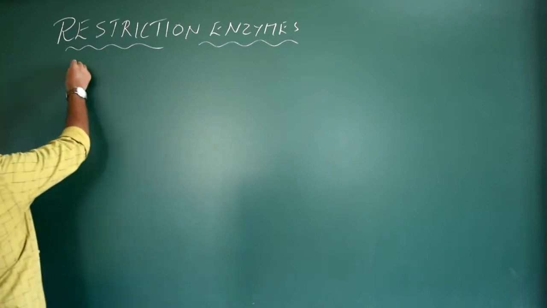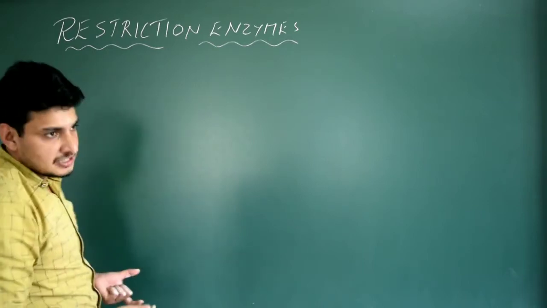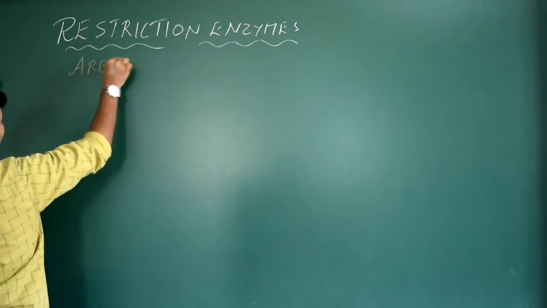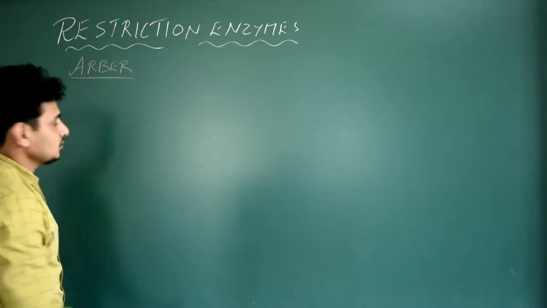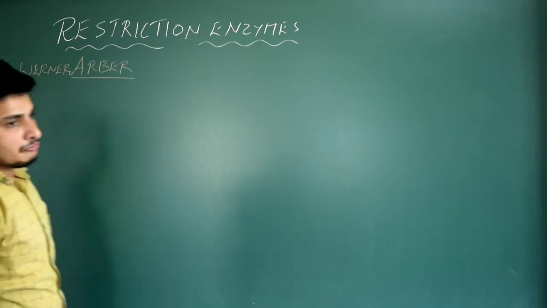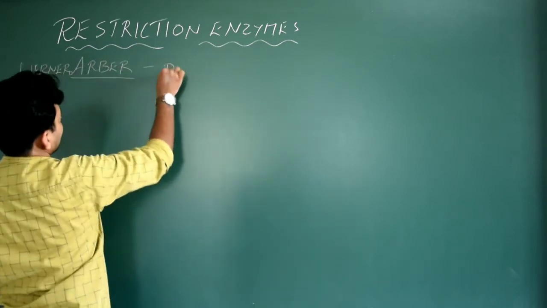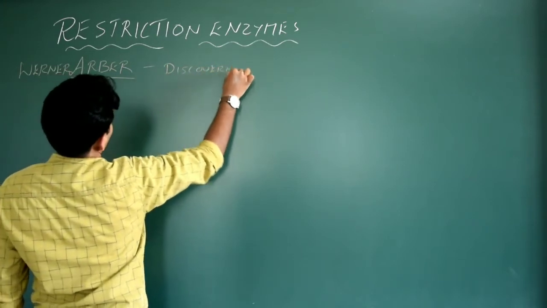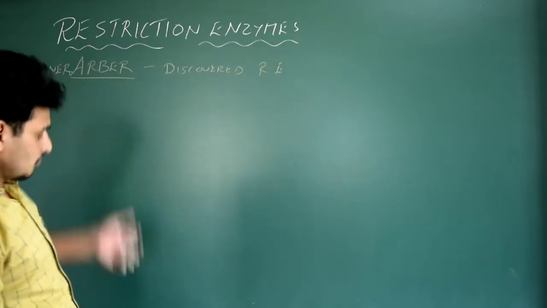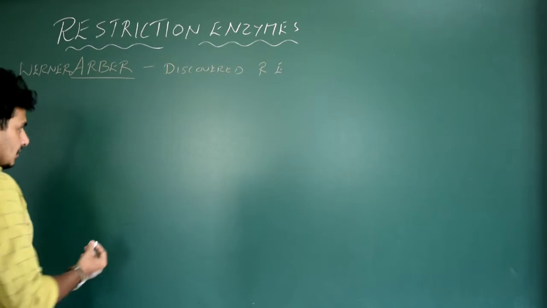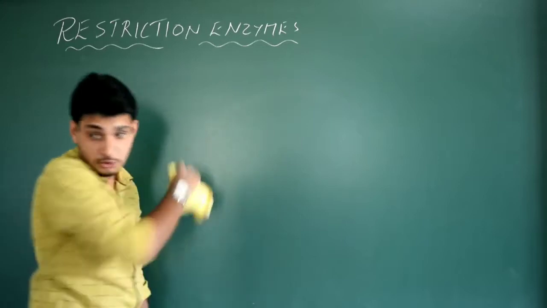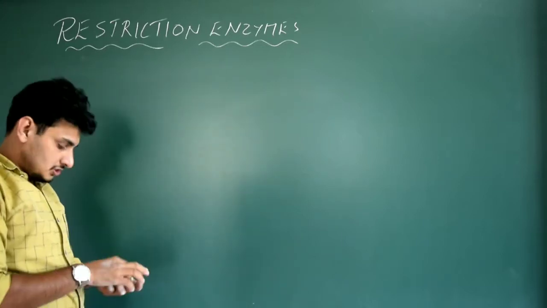Okay. First, let me just write, who discovered these restriction enzymes? The scientist Werner Arber. Actually, let me write his full name, hope it is visible to you. Werner Arber discovered the restriction enzymes. Okay, he discovered restriction enzymes for the first time. Note this point. We will erase this, I need space. Note: Werner Arber discovered restriction enzymes.